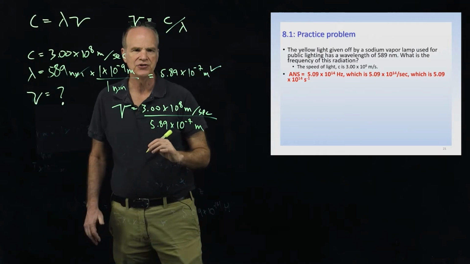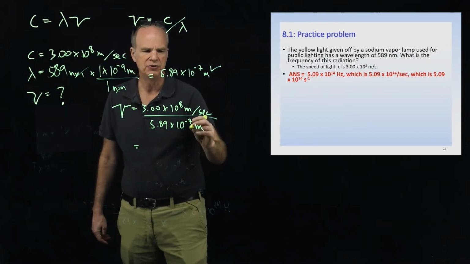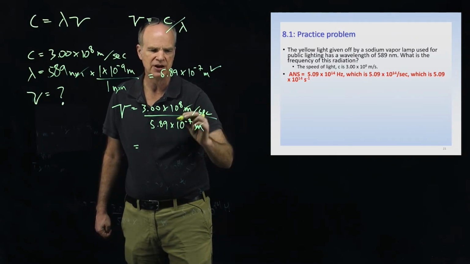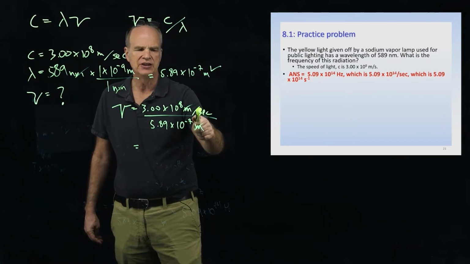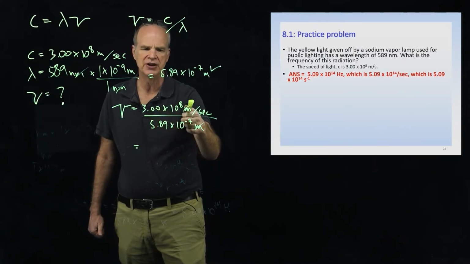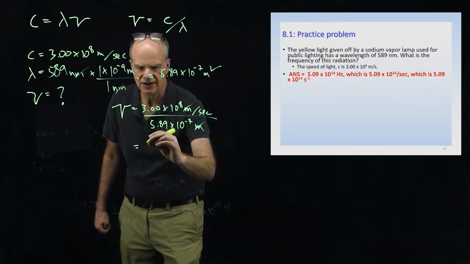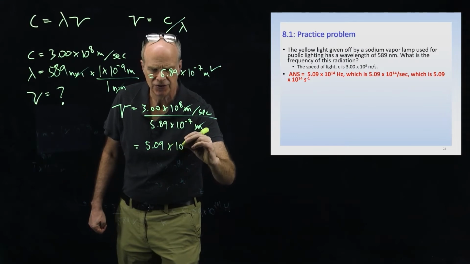Okay, so first off, let's just see what's going to happen with units. You can see we have meters in the numerator here, which cancels out with meters in the denominator here, so they should cancel out. And you're leaving seconds in the denominator of a fraction within the numerator. So what would that be? If you did this math, 3.00 times 10 to the 8, divided by 5.89 times 10 to the negative 7, you should get 5.09 times 10 to the 14.